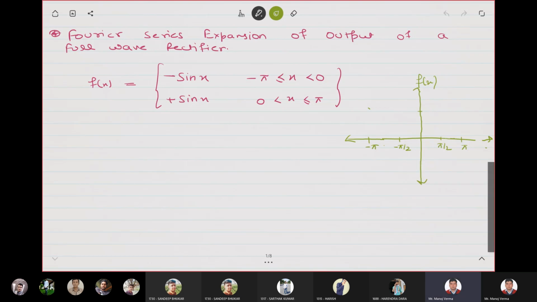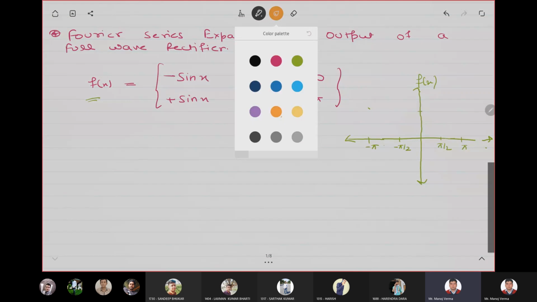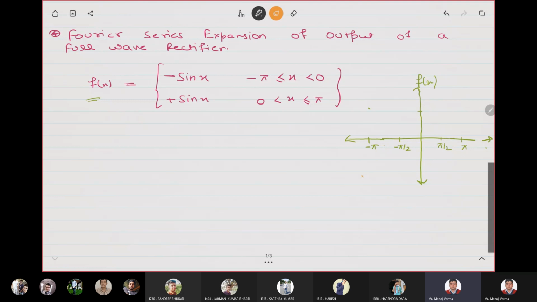So what we have to do is see the Fourier series expansion of a function which is the output of a full wave rectifier. If a function is defined such that f(x) is equal to minus sin x in the range minus pi to 0 and plus sin x in the range 0 to pi, then if we plot this function in this range minus pi to pi, it will look like this.